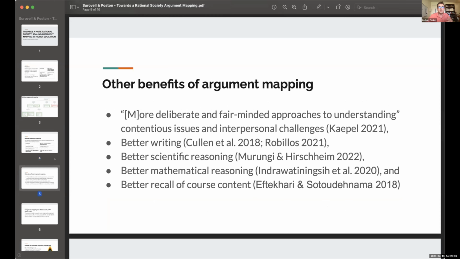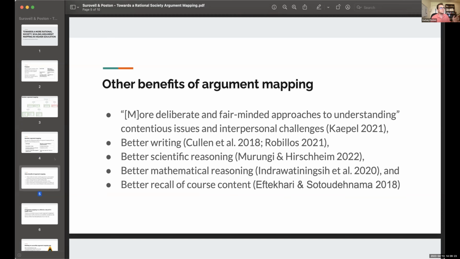But more than this, there are other benefits beyond just critical thinking per se. We notice that a lot of traits get amplified if we use argument mapping to try to address them. So more deliberate and fair-minded approaches to understanding arise, especially in contentious issues and interpersonal challenges.